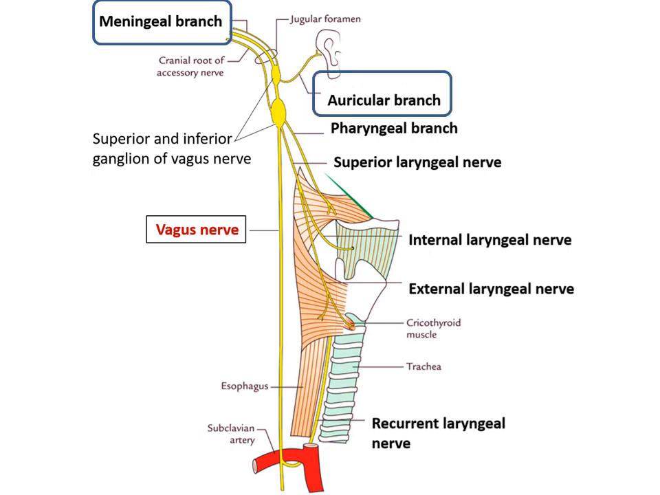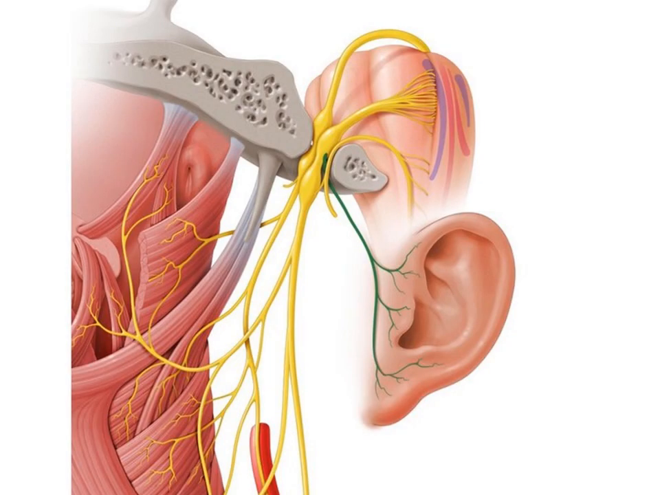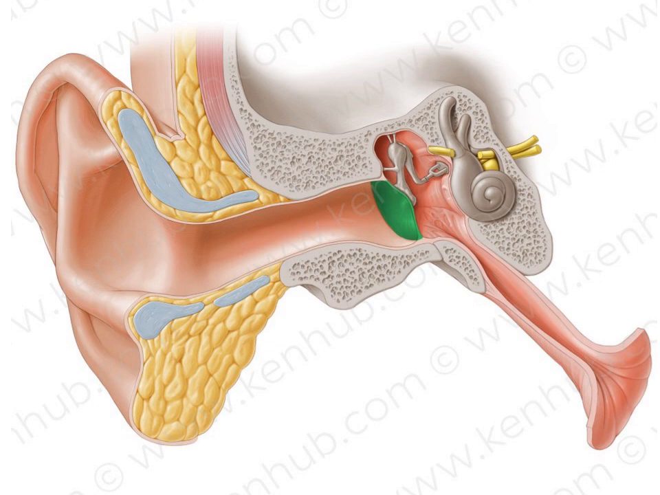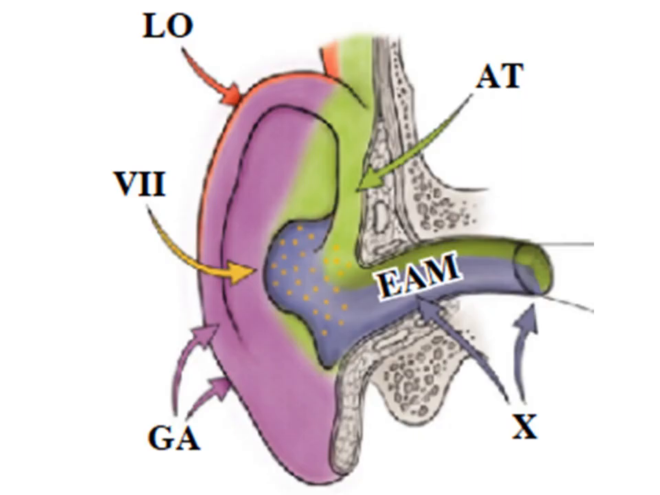The second branch emerges as the auricular branch. Another picture showing the jugular foramen and these two ganglia, superior and inferior. From the superior ganglion, a branch is coming out in green color towards the ear, which is called the auricular branch. This branch takes sensory supply from the tympanic membrane, external acoustic meatus, and part of the external ear.